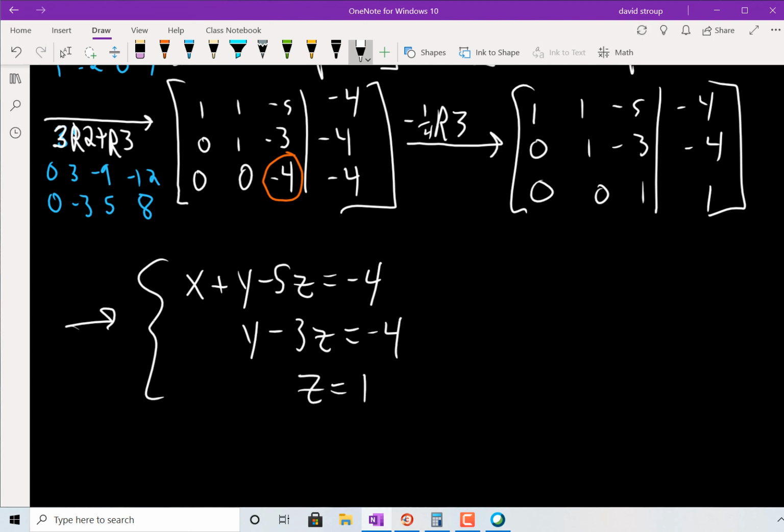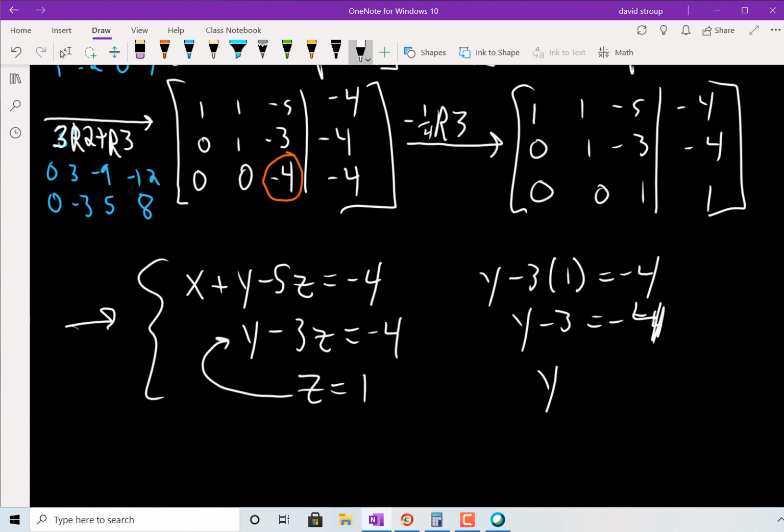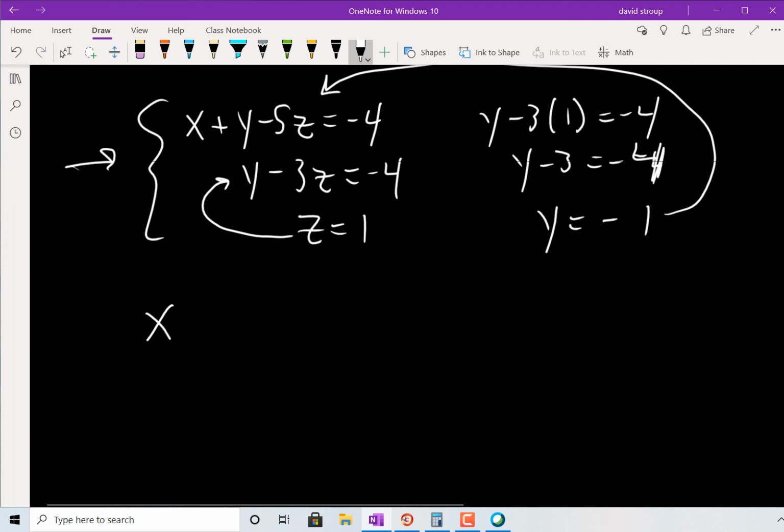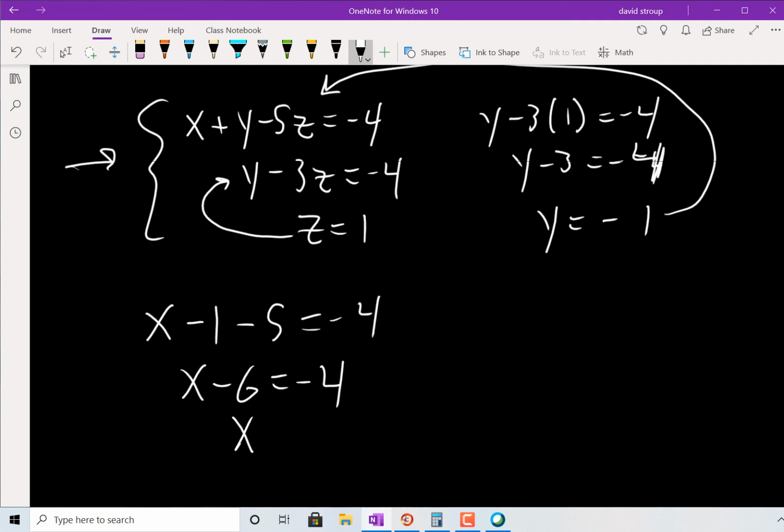Okay, so now you can back sub. Plug z equals 1 into the previous equation. So y minus 3 times 1 equals -4. y minus 3 is -4. y equals -1. And then plop that back into this equation, and you should have your solution. So x minus 1 minus 5 times 1 is just -5, it's -4. x minus 6 is -4. So x is 6 minus 4 is 2, I believe. So our solution is the ordered triplet, 2, -1, 1.